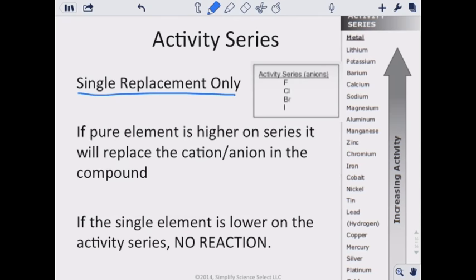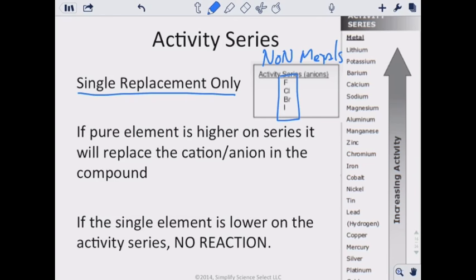Now, the activity series of anions, so non-metals, is just your halogens on the periodic table. So if you look at your halogens on the periodic table, that's group 17.